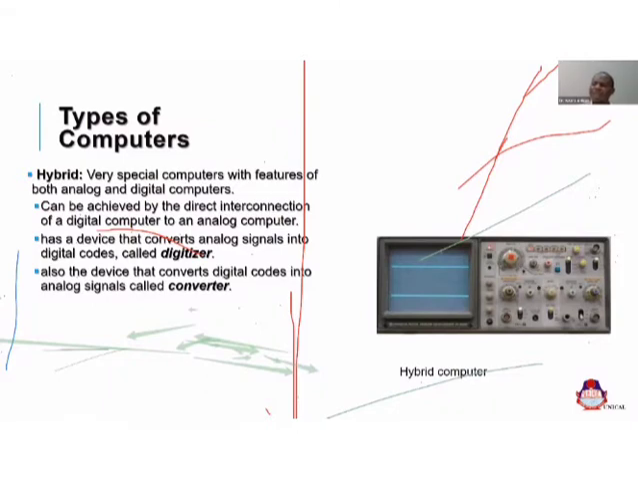Now, since there's an interconnection between the analog and digital computer, remember the analog computers work with signals. Digital computers work with codes. So how does a hybrid computer function to deliver on its mandate? Well, a hybrid computer has a device that helps it to convert analog signals into digital codes for the computer to punch and calculate. That device is called a digitizer.